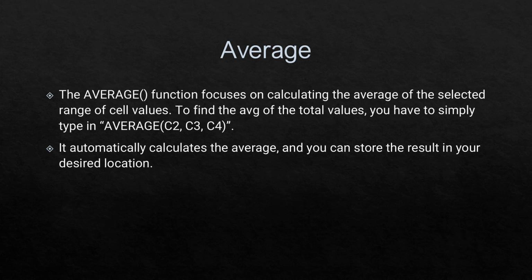The first function that we are going to discuss is the average function. The average function focuses on calculating the average of the selected range of cell values. To find the average of the total values, we have to simply type in average of and the names of cells. It will automatically calculate the average and you can store the result in your desired location. Now let's see how to implement this in Excel.